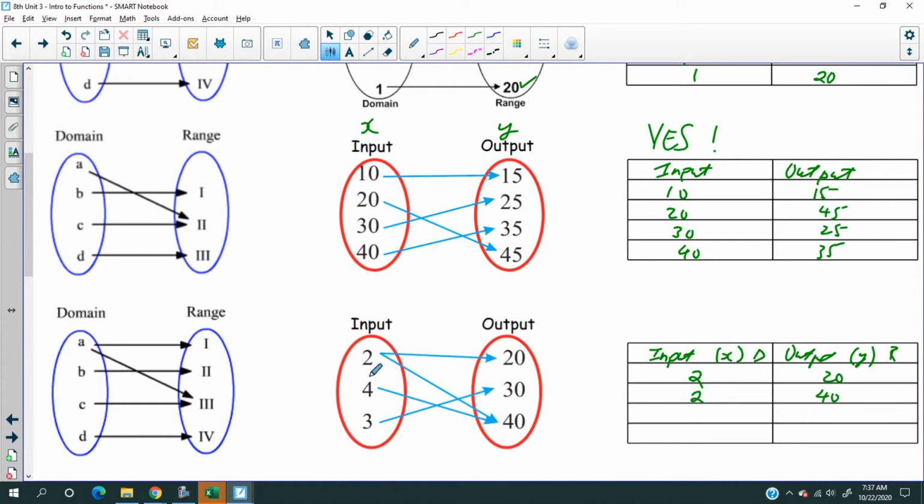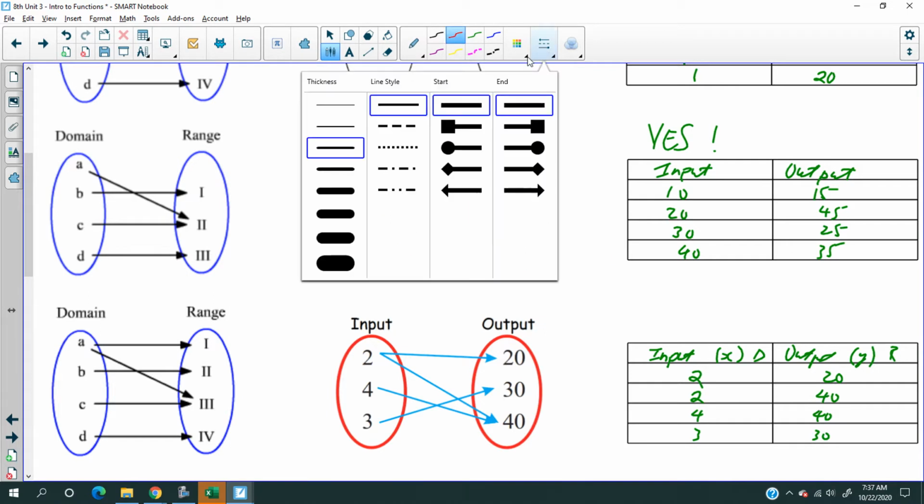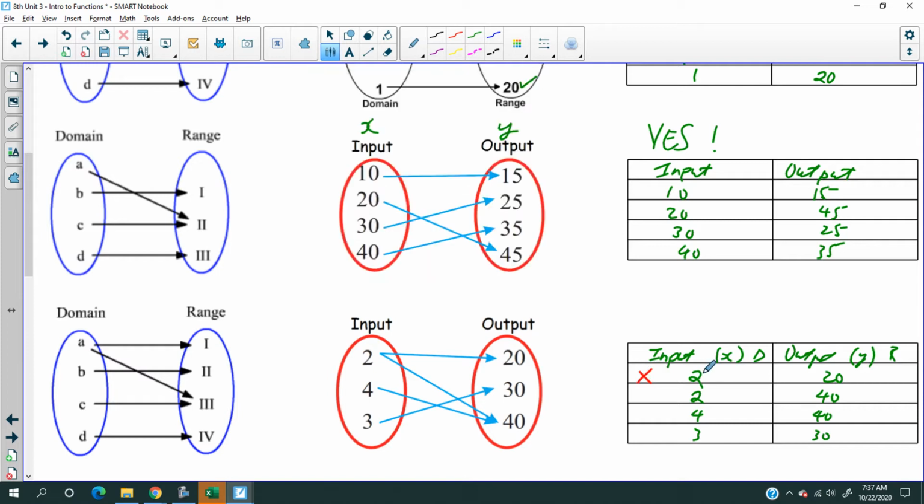All right, so things are looking kind of wonky. If I put in 4, I can also get a 40. And if I put in a 3, I'll get a 30. So here's the problem then. Big problem. If I put something into this function machine, if I put 2 in, I might get 20. If I put 2 in, I might get 40. That's not good. That's unpredictable, okay?